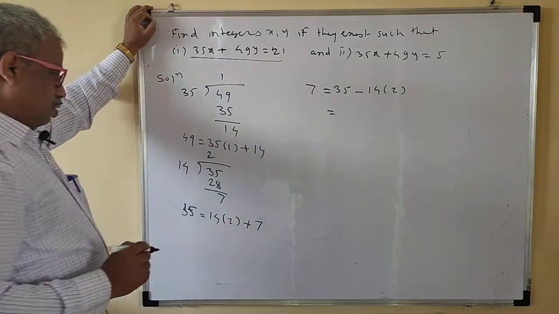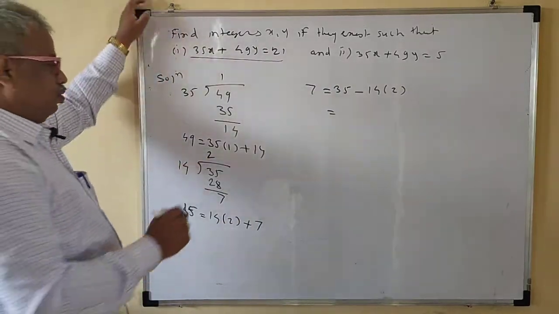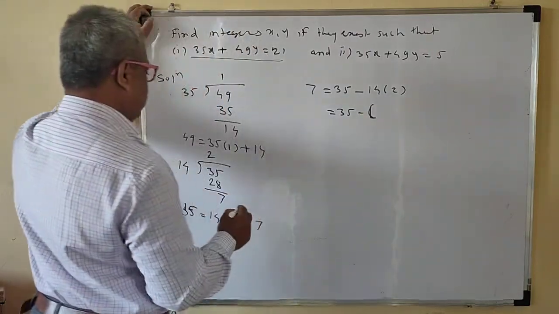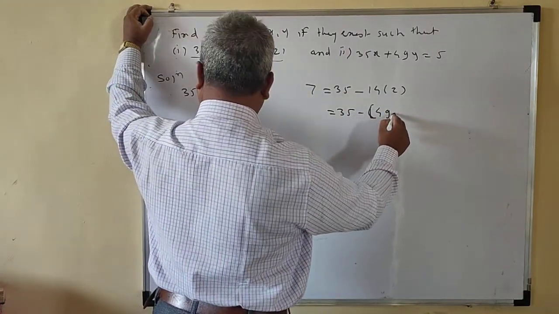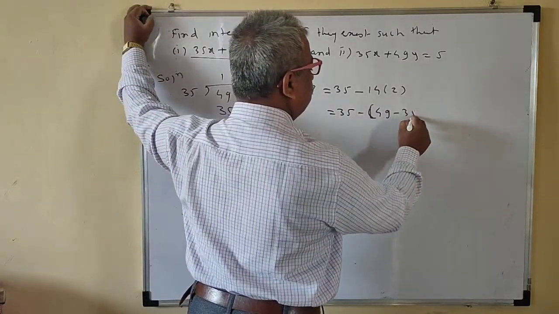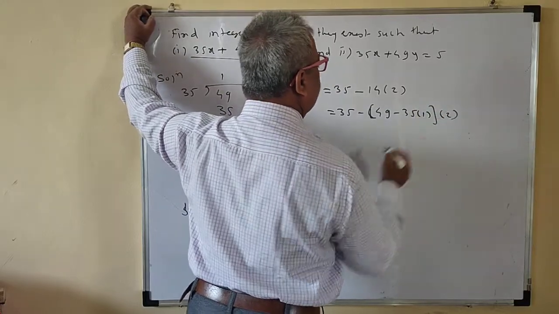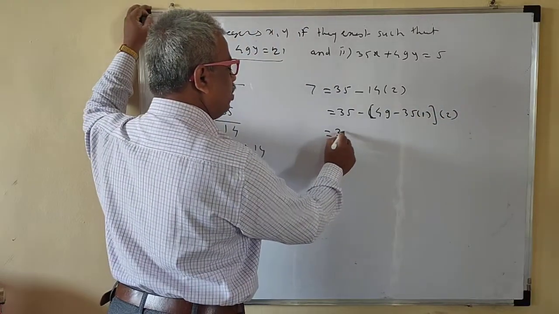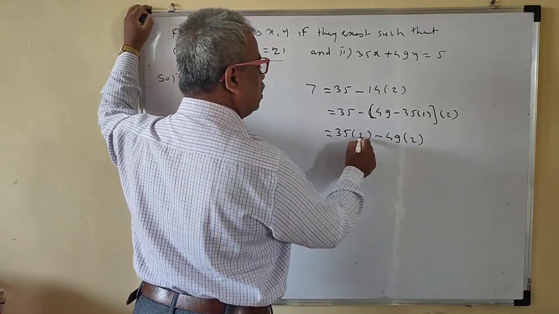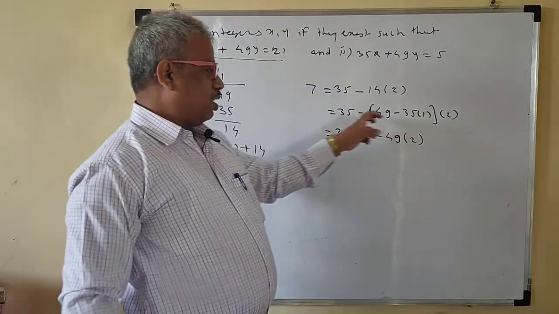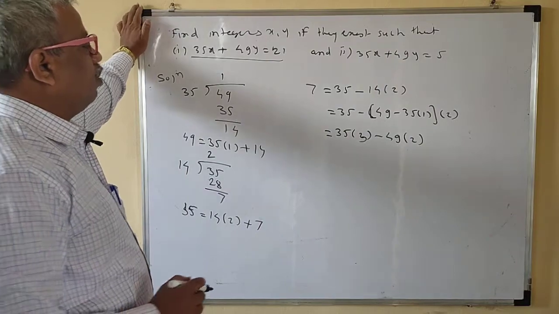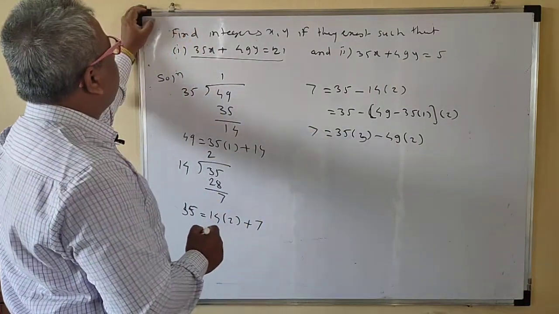Now we'll put the value of 14. So the value of 14 is 35 minus, so I write in square bracket, 49 minus 35 into 1, into 2 now. So this is what then? 35 into 2 minus 49 into 2. This is 3 now, because here 1 and this is 2, so minus must become plus. So this is 35. This is your 7 now.